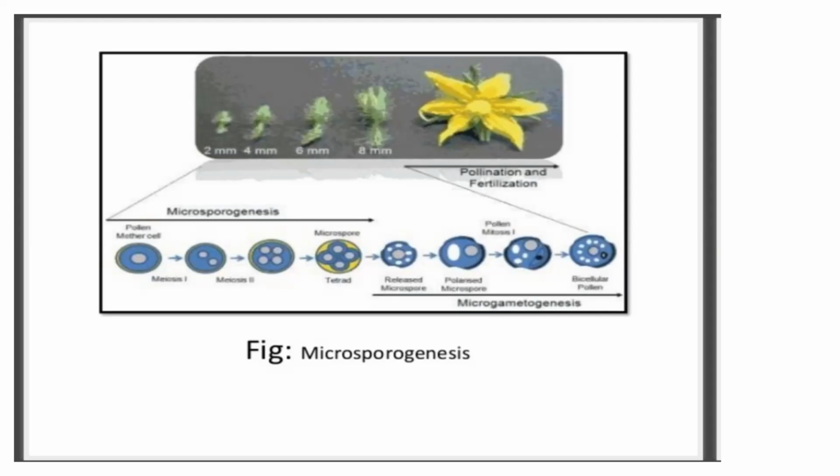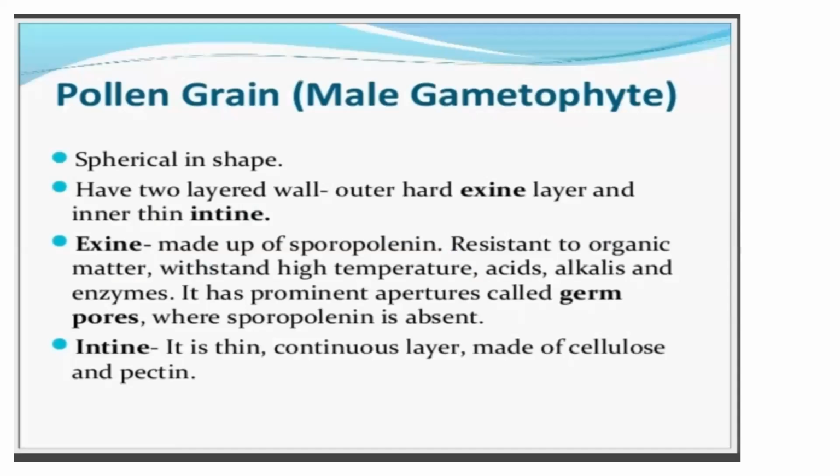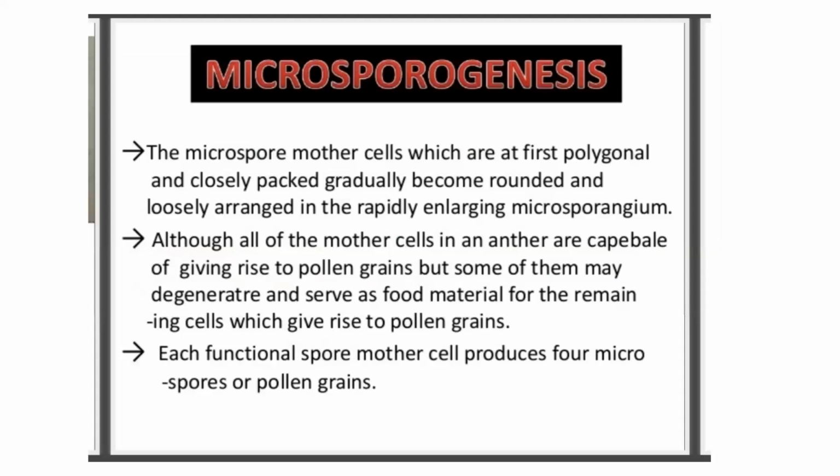So, what is the development of the male gametophyte? The development of the male gametophyte in angiosperms: the microspores represent the beginning of the male gametophytic generation. The microspores, after their release from the tetrads, are referred to as pollen grains. This is the beginning point.